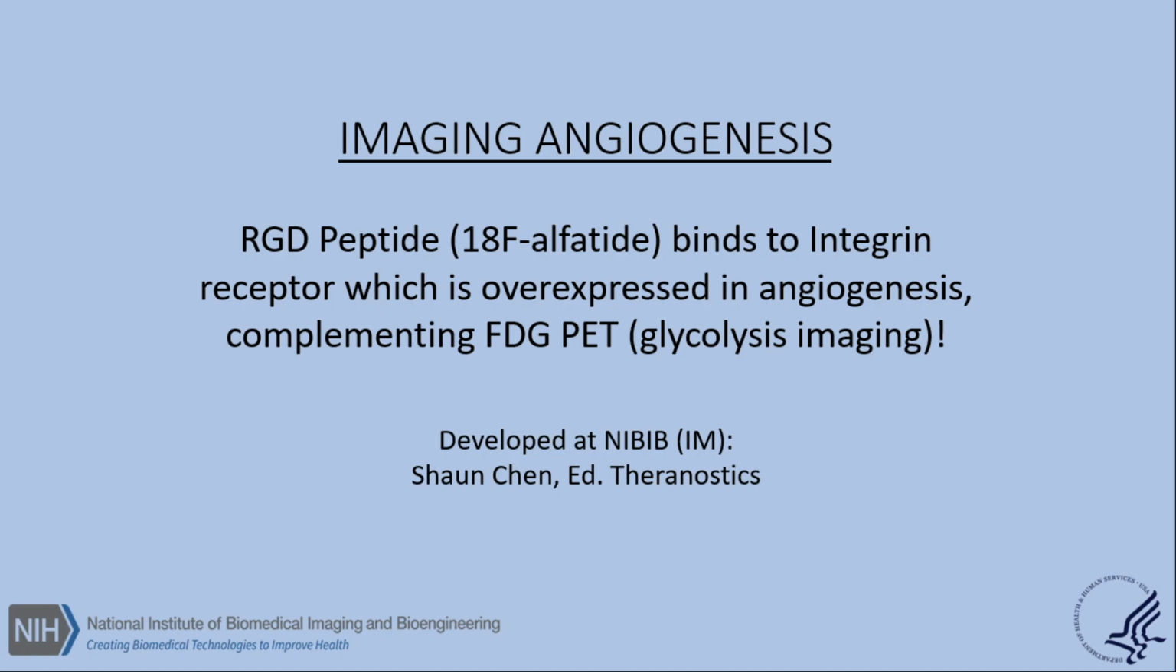Now, going down even deeper in scale, this is looking at angiogenesis, which you all know is a culprit both in vascular disease and in cancer. The common way of imaging it is FDG PET to look at glucose, basically glycolysis imaging. And Sean Chen, who is in our intramural program and the editor of Theranostics, unfortunately left, but good for him, developed the 18F-alpha-tide, which binds to integrin receptors. These are receptors that are overexpressed when you have angiogenesis.